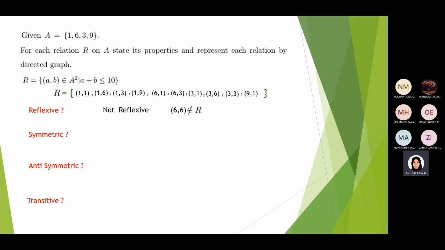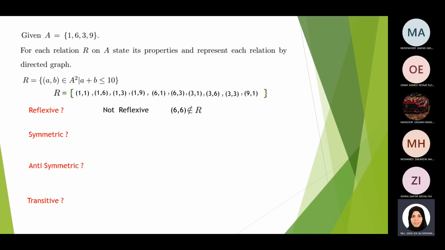What does it mean symmetric? It means if A related to B, then B related to A. Meaning if A plus B less than or equal to 10, then we can conclude B plus A less than or equal to 10. And we know that addition is a commutative relationship, A plus B is equal to B plus A. Okay, so in this case, this is a symmetric relationship.